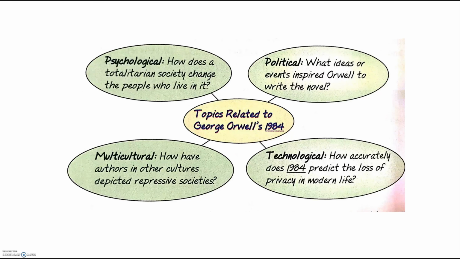A technological lens would be focusing on, obviously, technology as the base of that. An example: how accurately does 1984 predict the loss of privacy in modern life? So you're seeking to apply standards of what was with technology to what now is or what will become. This one could be applicable if anybody's doing a science-related thesis, but if you want to use these to gear your topic or to find a jumping off point for it, feel welcome to do so.